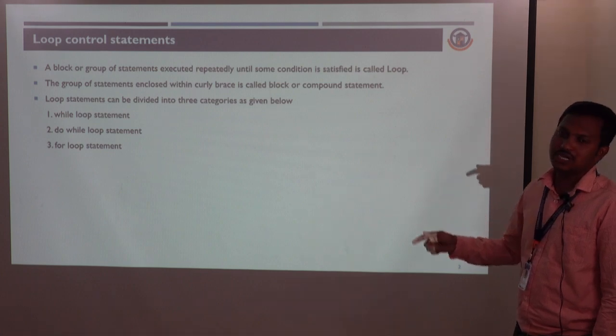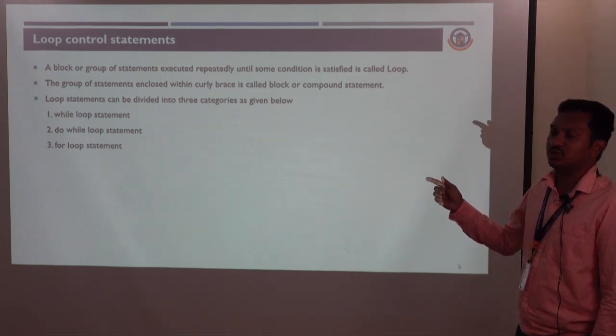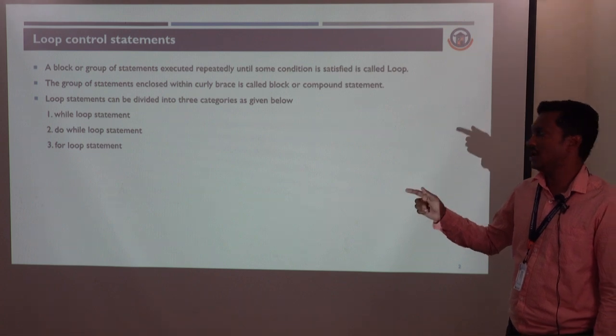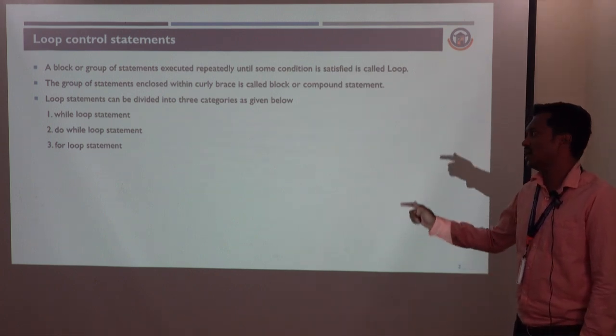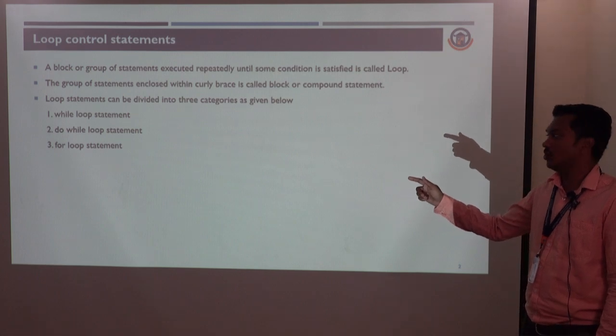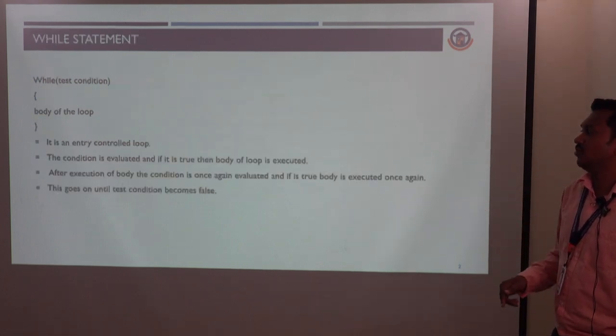So loop statements can be divided into three types. First one is the while loop statement, another one is the do while loop statement, and the third one is the for loop statement. Now we can see about the while loop statement.